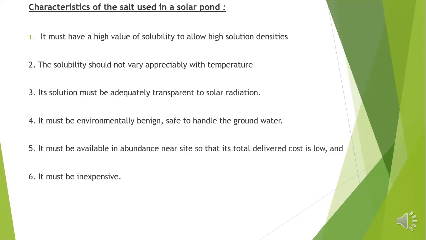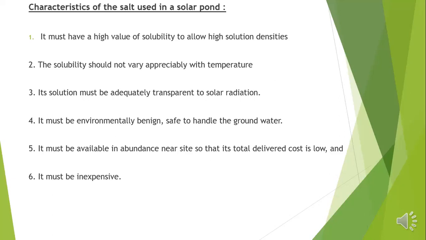Okay, the fifth one: it must be available in abundance near the site so that its total delivery cost is low. Where we are working, it should be nearer. We should design a pond near our working places only, so that the cost will be reduced. Delivery cost means the transportation cost will be reduced, and it must be inexpensive. So the cost for designing the solar pond should also be small.